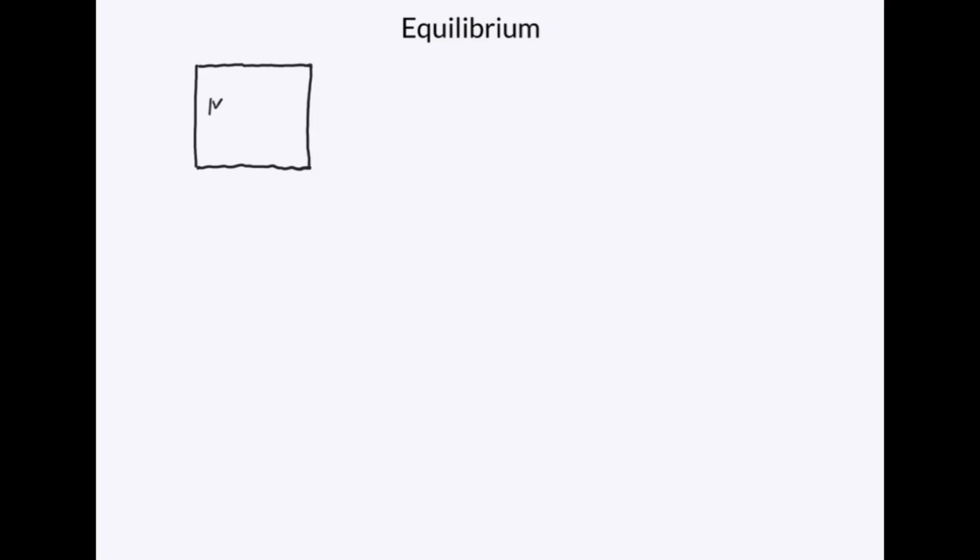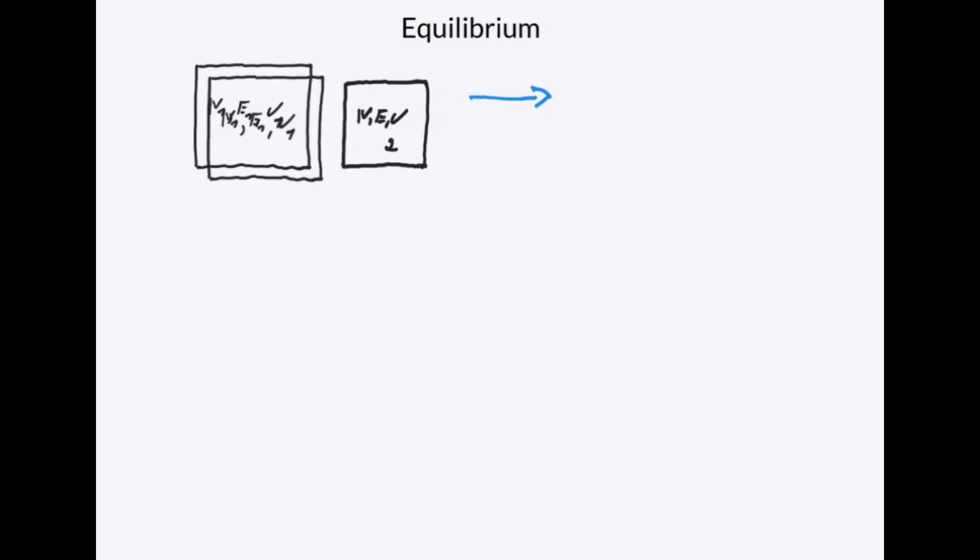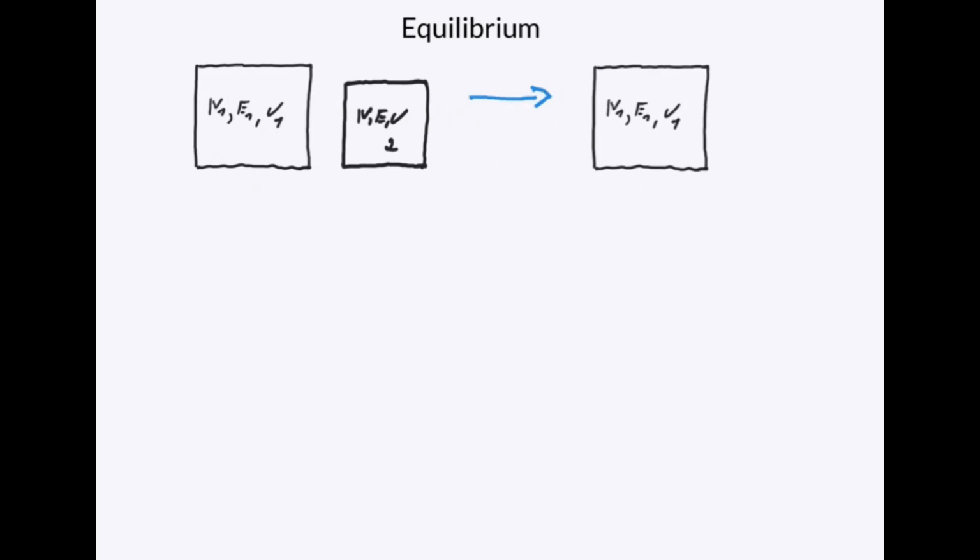In this clip, we will develop the notion of equilibrium from the concept of the partition function of a system. Let's consider the following experiment. We have two systems, 1 and 2, both characterized by the number of particles N, the energy, and the volume. In the first step of the experiment, we bring these two systems together and let them exchange energy.